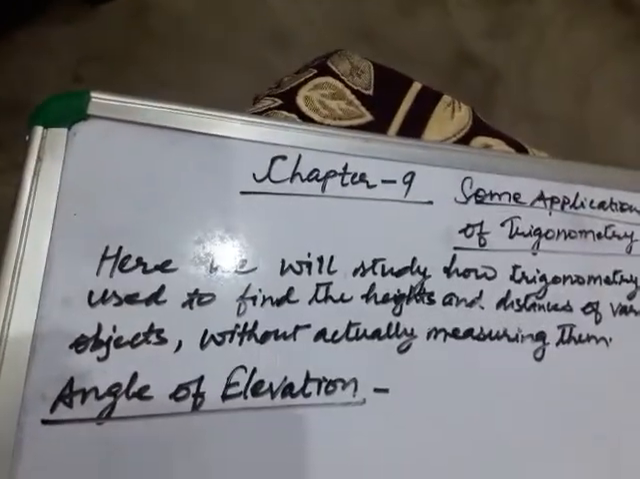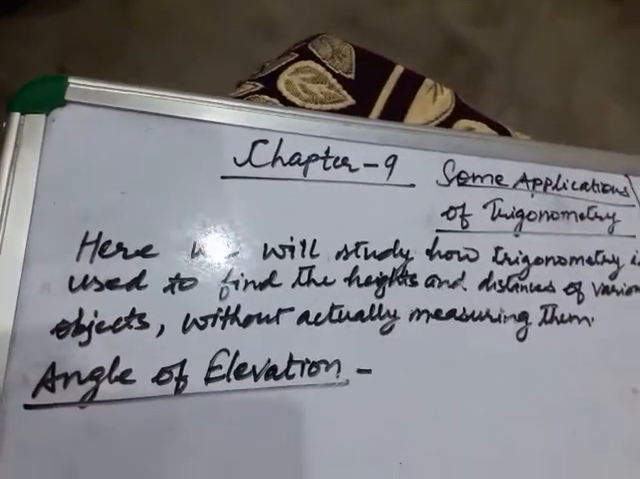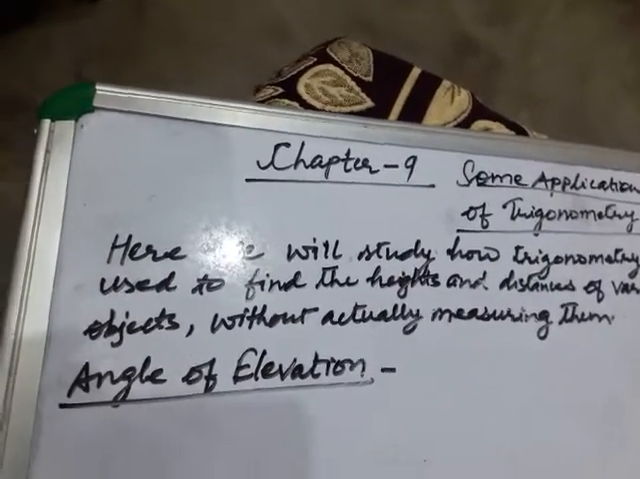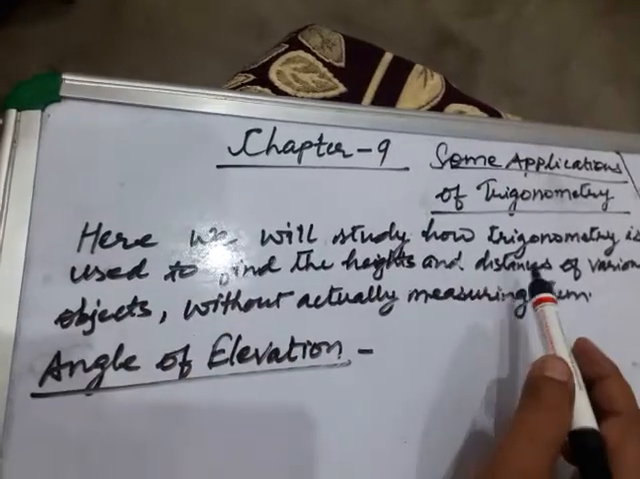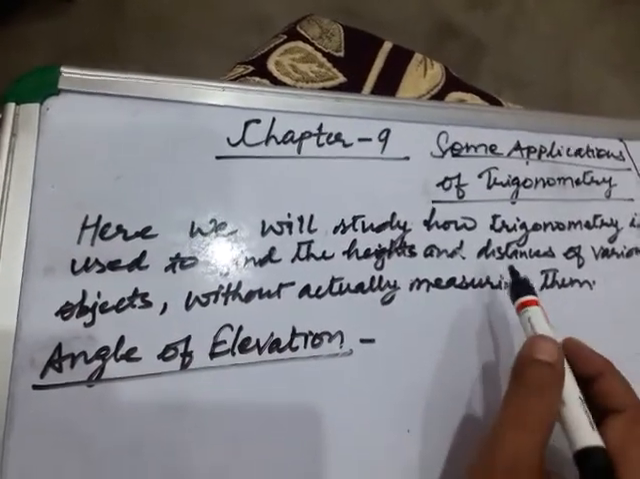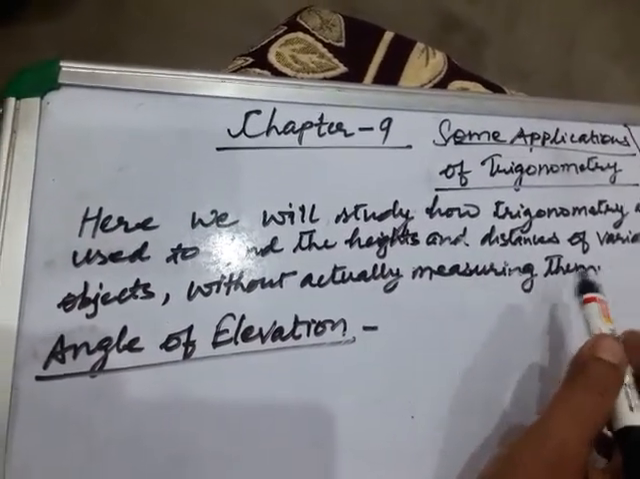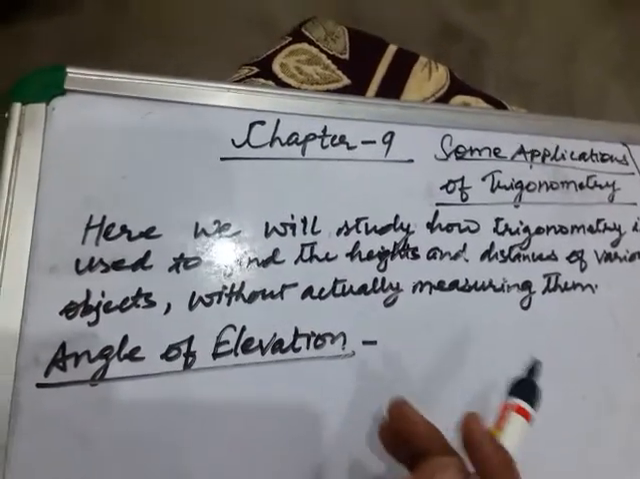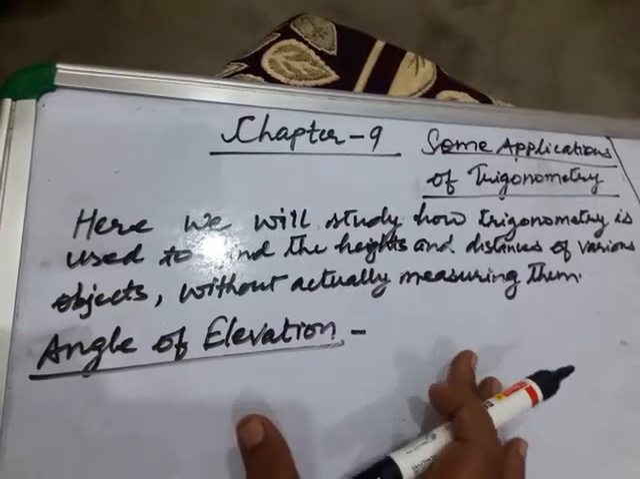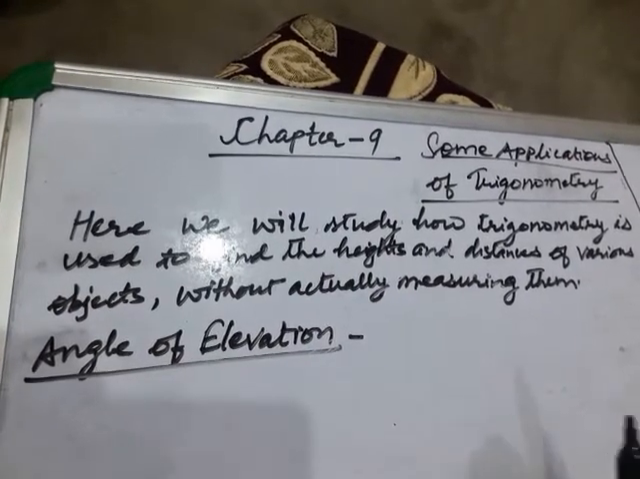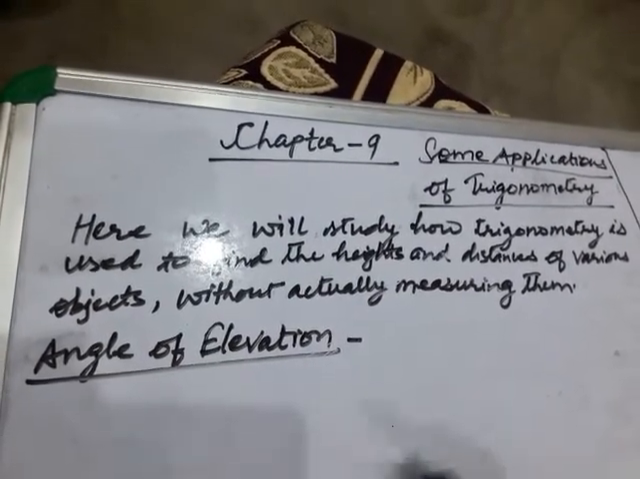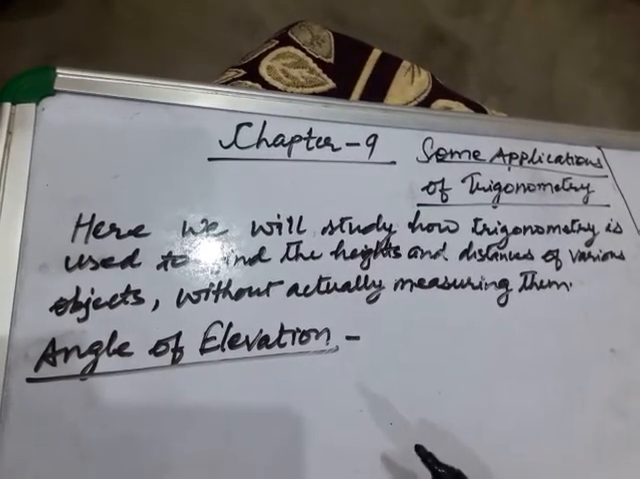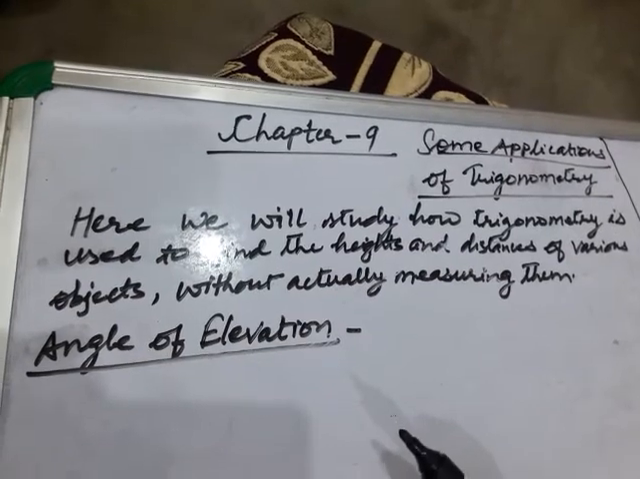Good morning, children. Let us start chapter 9, that is some applications of trigonometry. Here in this chapter we will study how trigonometry is used to find the heights and distances of various objects without actually measuring them. Okay, children. So this is called application of trigonometry. Application means use of trigonometry, where it is used. Clear, it is used to find out the heights and distances of various objects without actually measuring them.